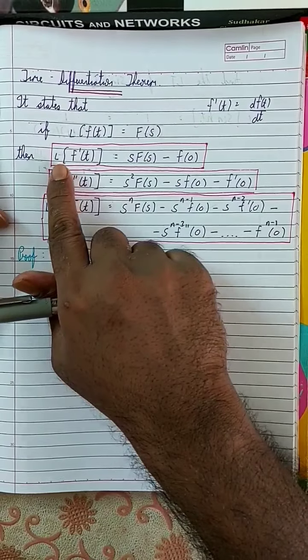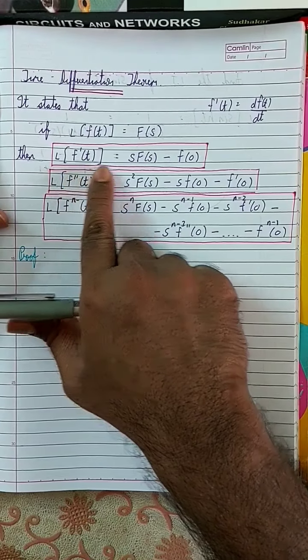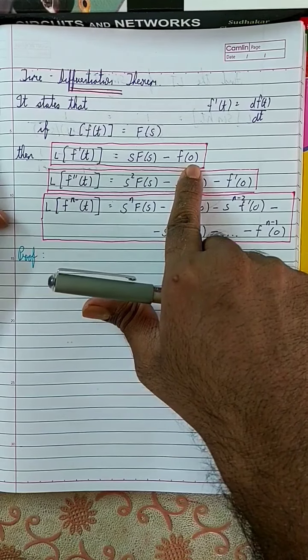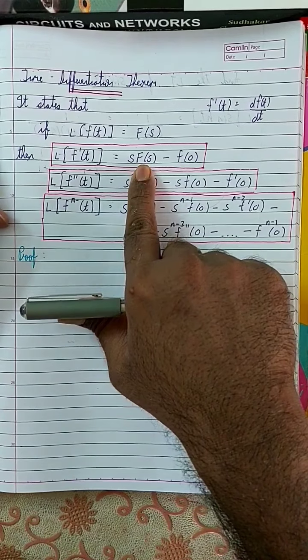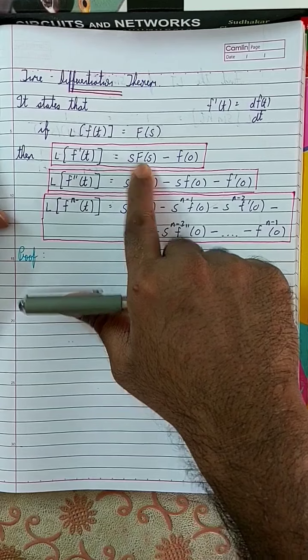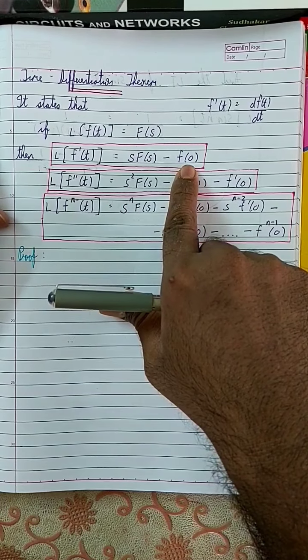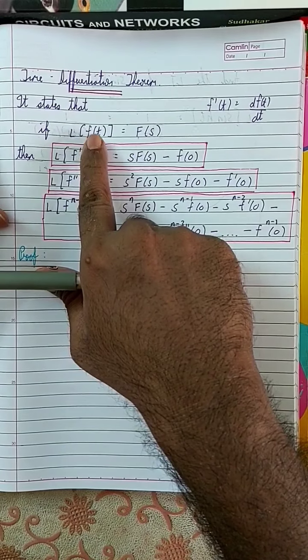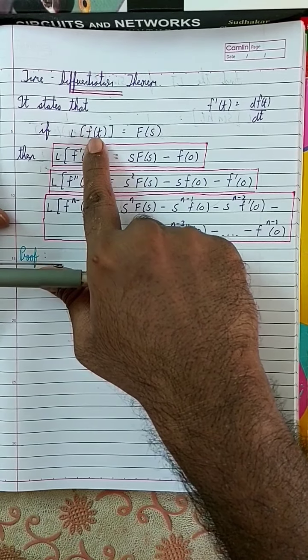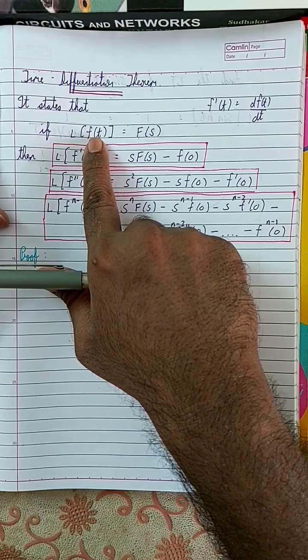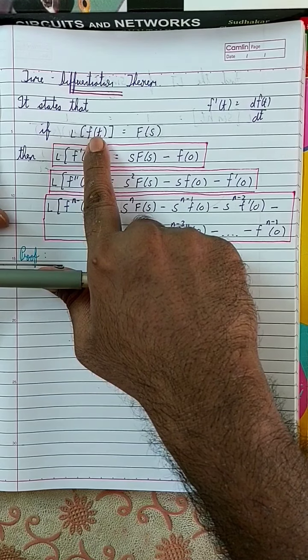So the Laplace transform of f dash of t is equal to s f of s minus f of 0, where this capital F of s represents your Laplace transform, that is the same Laplace transform, and this small letter f of 0 is actually the value of f of t at time t is equal to 0. Okay, which means you need to substitute the value of f of t at time t is equal to 0.